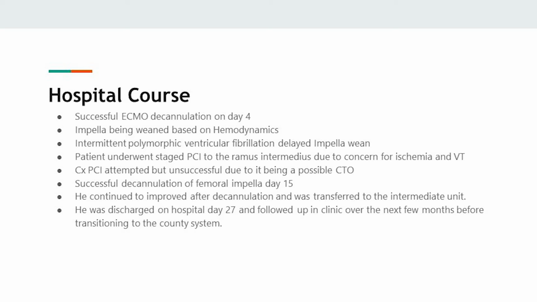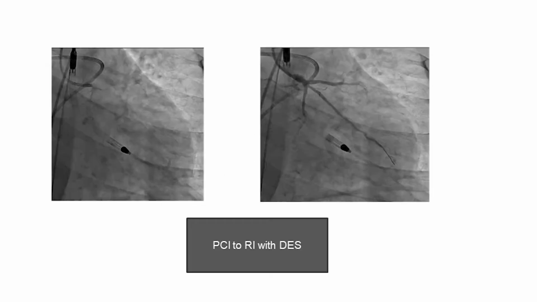to the cath lab, at which time we tried to intervene on the left circumflex, but it was considered a CTO based on the inability to pass either a run-through wire or hydrophilic wires, so that was left alone. We did intervene on the ramus intermedius, which resolved the polymorphic VFib, and he was decannulated on day 15. After that, he was transferred to the IMU, and then he was followed up in the clinic and was transferred back to the county system. Here's the PCI of the ramus.